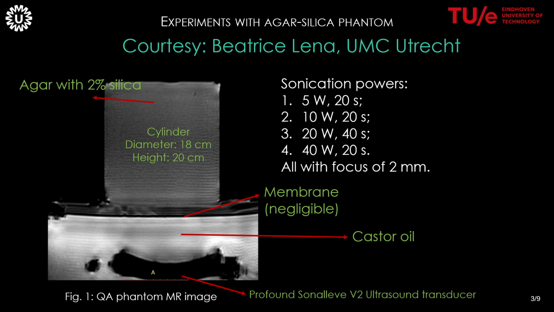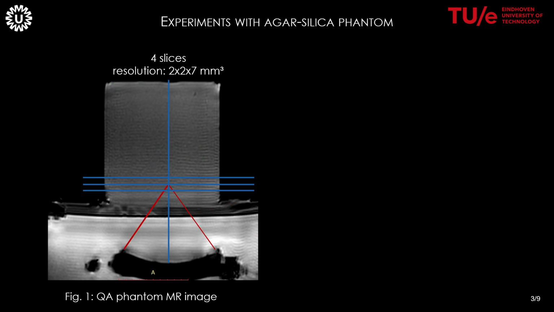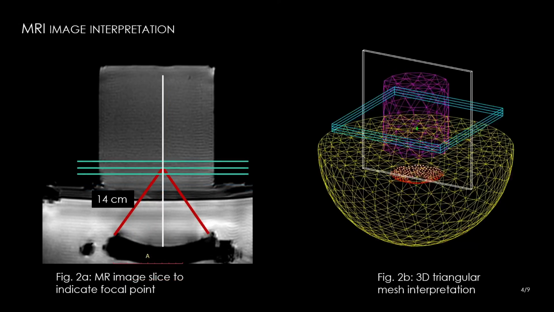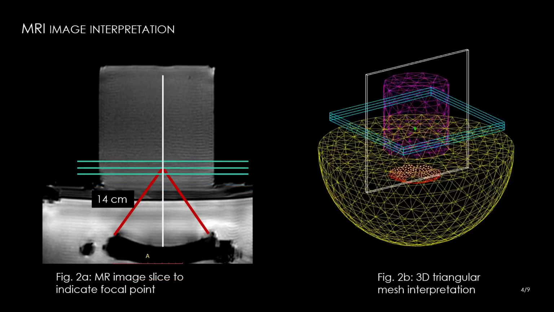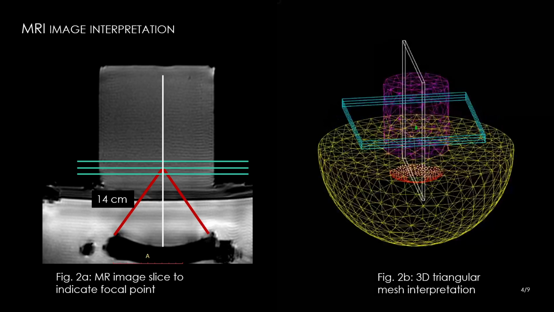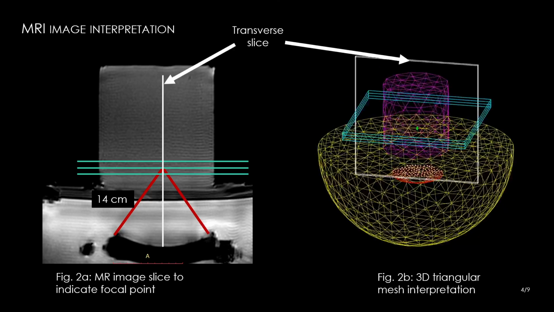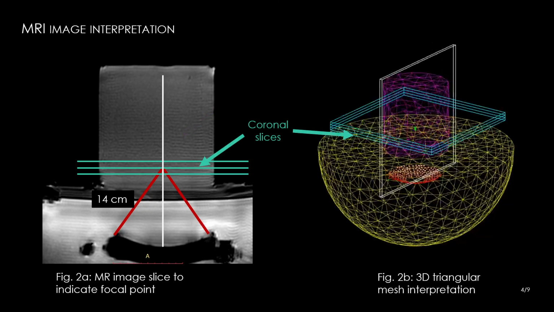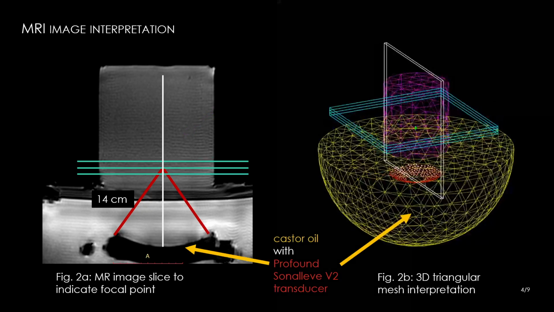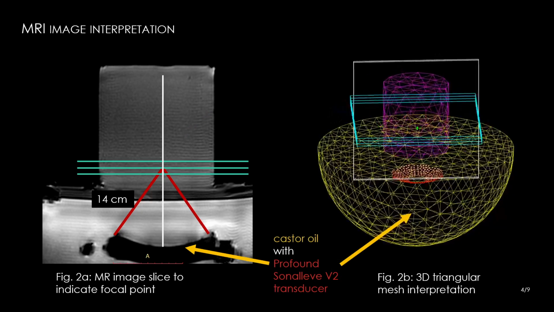The temperature difference was measured with PRFS and calculated over time. For the experiment, we imaged 4 two-dimensional slices, 1 transverse slice and 3 coronal slices. All the slices have an in-plane resolution of 2 mm and a slice thickness of 7 mm. From a 3D MRI image and the log files of the SonarLab device, the image on the right was reconstructed: the transverse slice, the QA phantom, the coronal slices, and the Profound SonarLab V2 transducer immersed in castor oil.